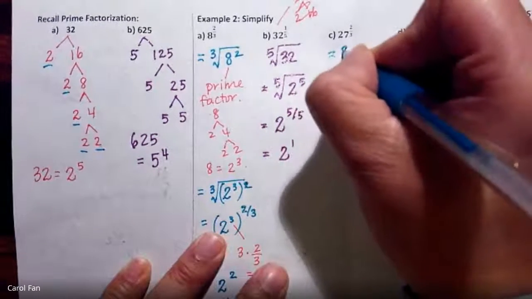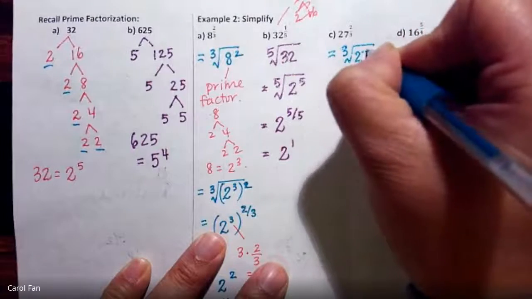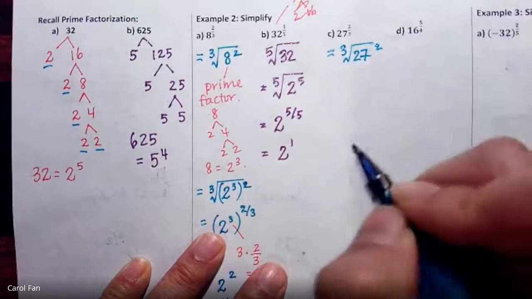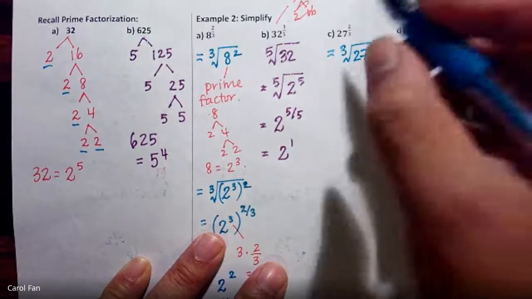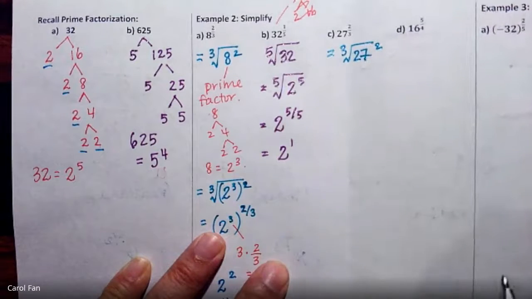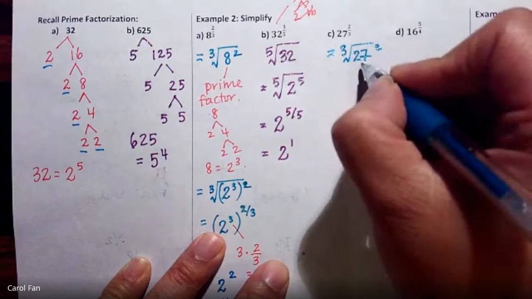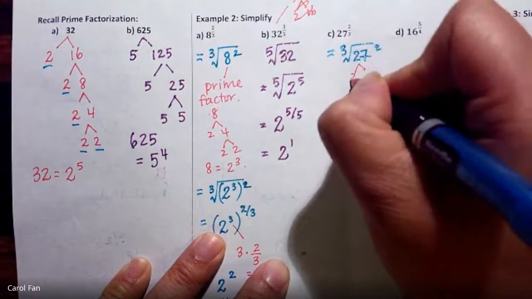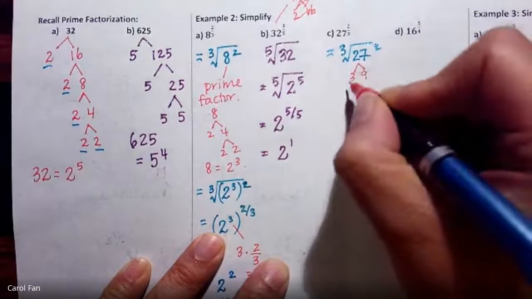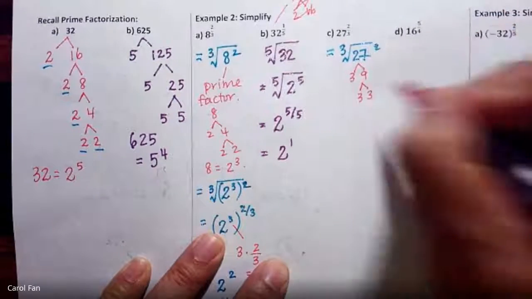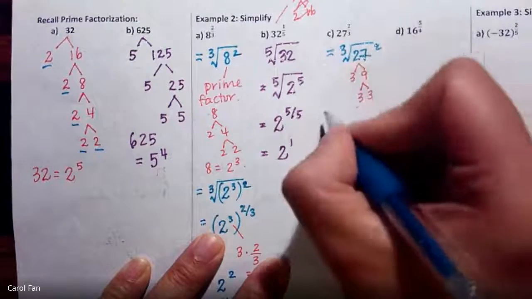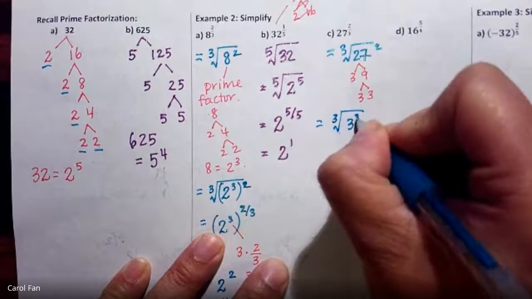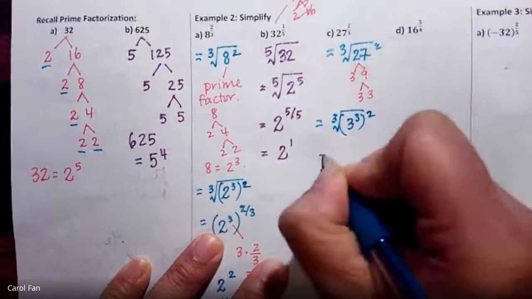Another example here, 27 to the exponent 2 over 3. We're first going to rewrite this in power form. And I have the 3rd root of 27 to the power 2. I'm going to do the prime factorization of 27. So 27 can be broken down into 3 times 9 or 3 times 3. So I have cube root of 3 to the power of 3 squared.